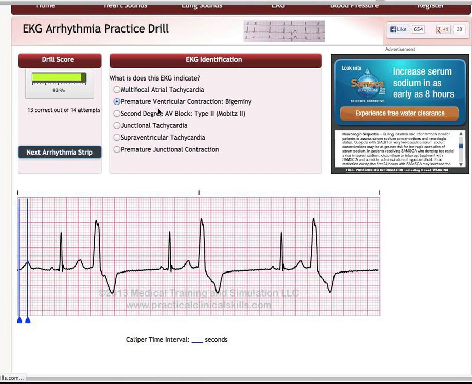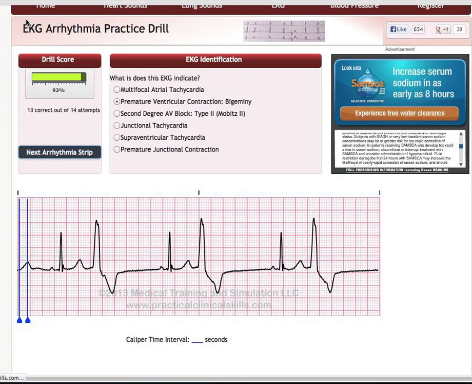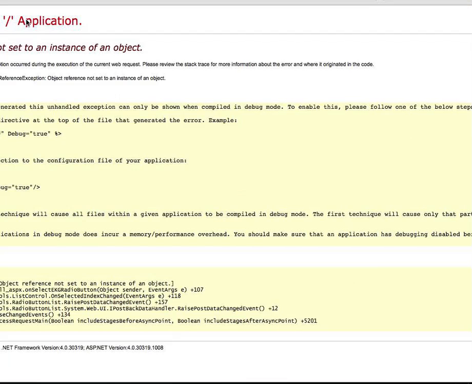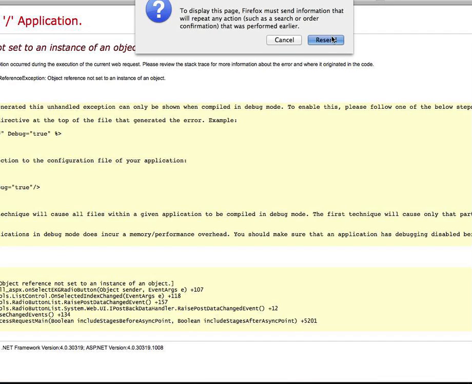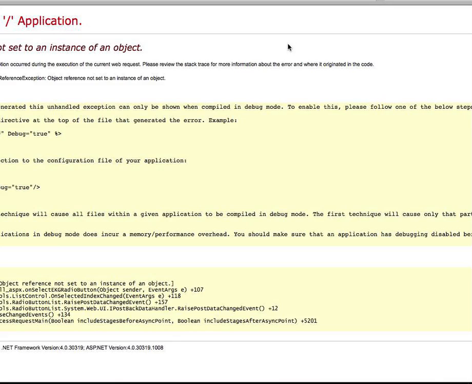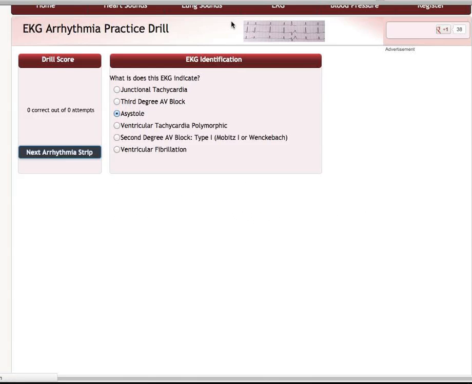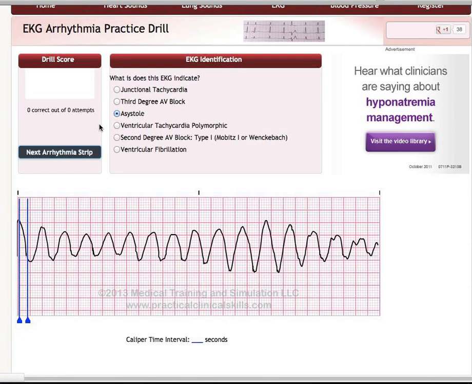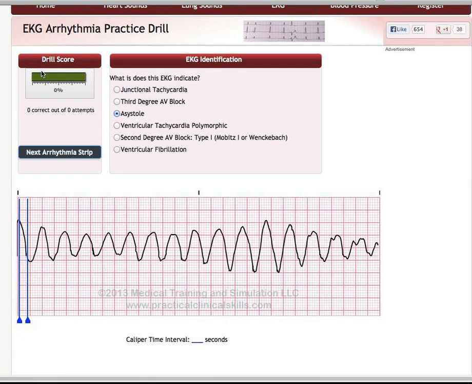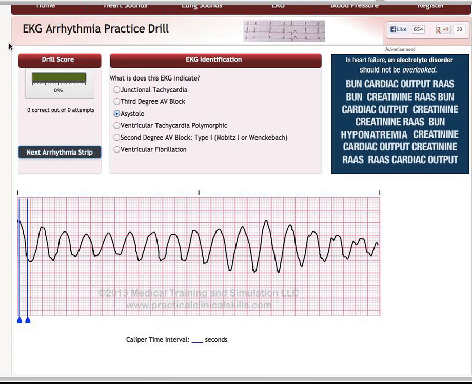And the website's kind of slow today. By the way, if you guys are interested in this website, if you just Google practiceclinicalskills.com, that's what this website is from, and it's giving us an error. Excellent. Well, let's see. I had good luck with it earlier today, so I'm sorry that we're having some issues here. Let's see what it does. I think the site just had a little hiccup.